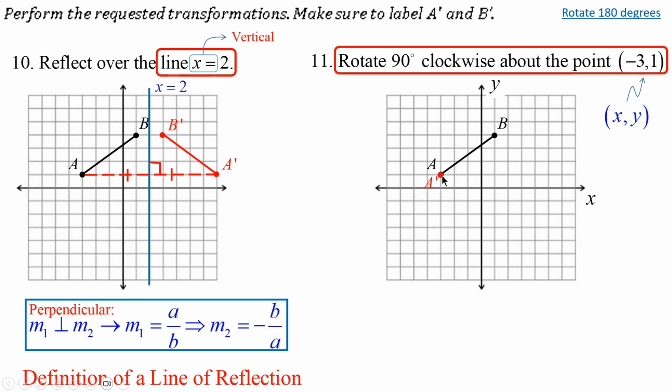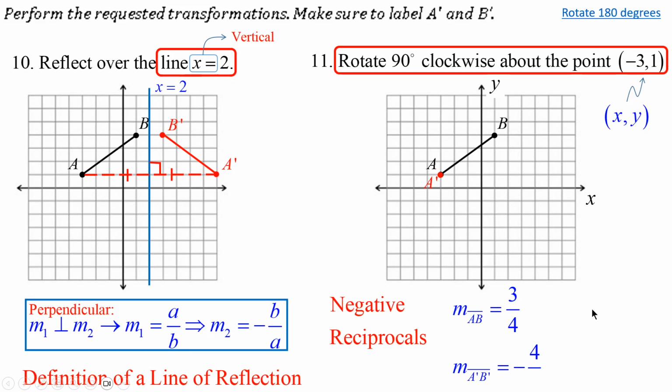So let's see what we got here. This slope is going to be 1, 2, 3 over 1, 2, 3, 4. And what's the negative reciprocal of 3 over 4? That would be negative 4 over 3. Now, the question is, are we going to put the negative with the rise or the run? So you think about that a second. Picture this rotating 90 degrees. Isn't B prime going to end up right over here? So I'm going to rise negative.